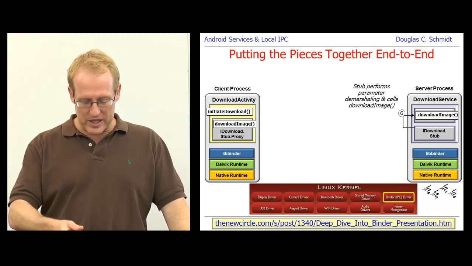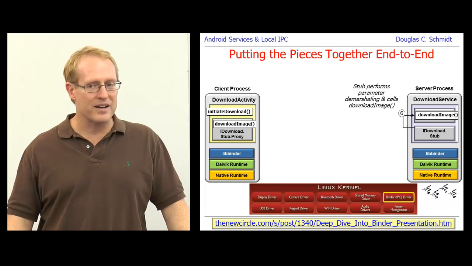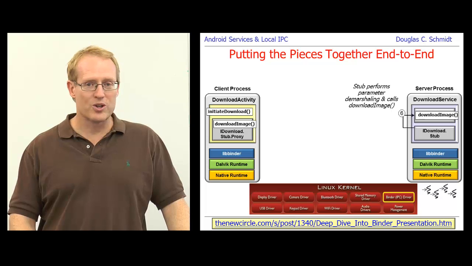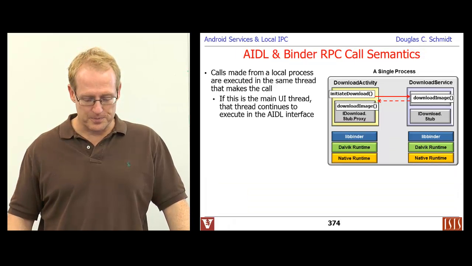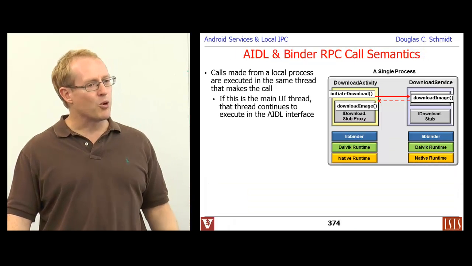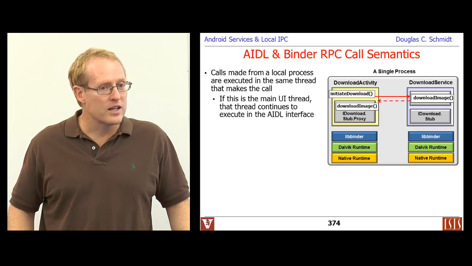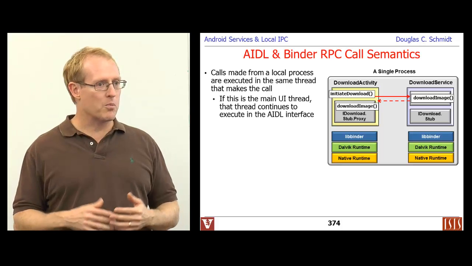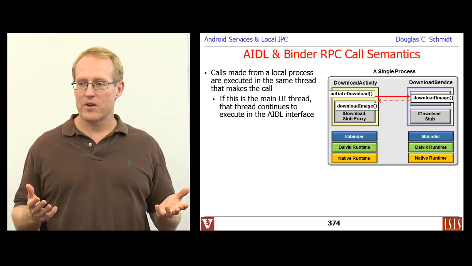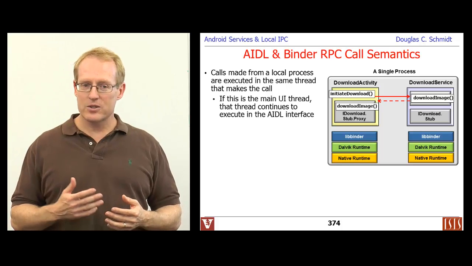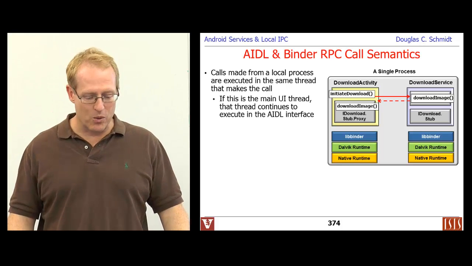There's a very nice article here that gives more information about binders and shows lots of examples and more code you can look at to see how all the various pieces fit together. Something else that's important to talk about in this context is the issue of call semantics. So what are the appropriate call semantics for the AIDL and binder RPC mechanisms? And it turns out there's a couple of subtleties here that you need to be aware of.